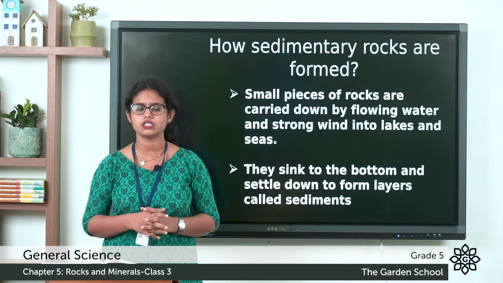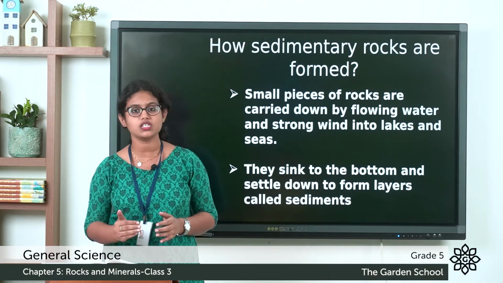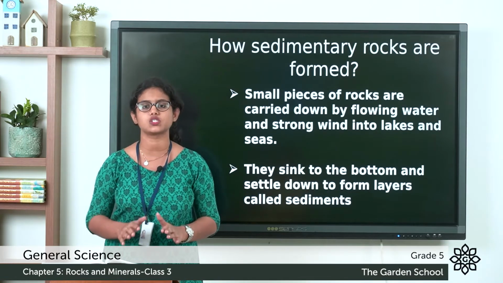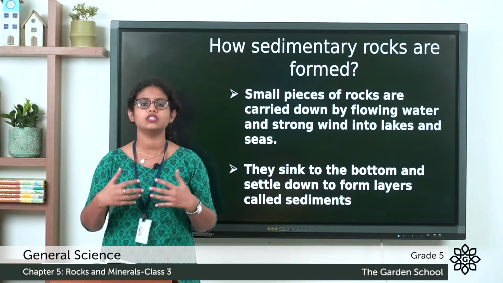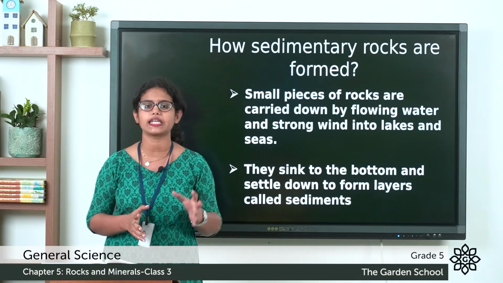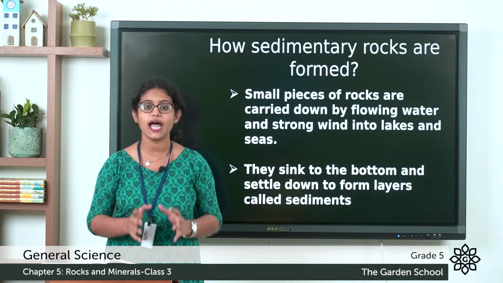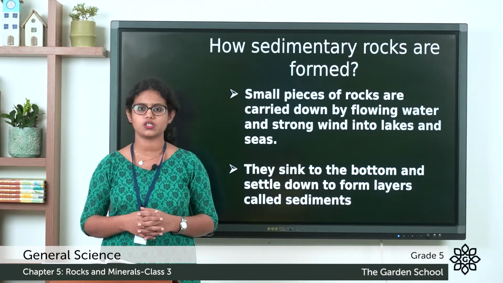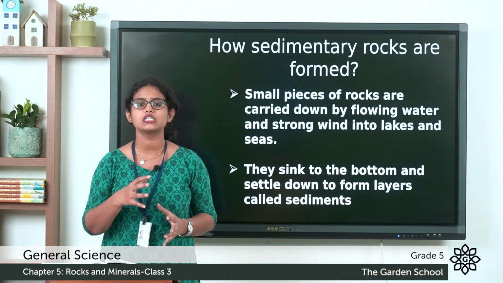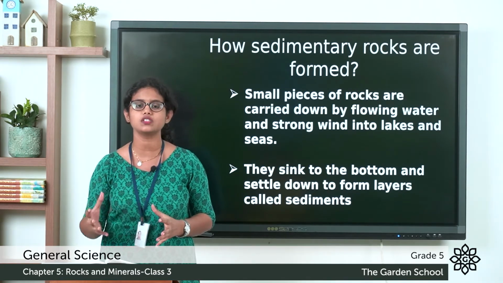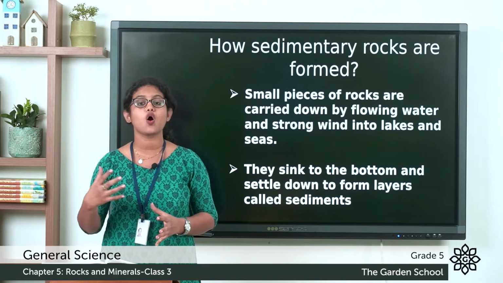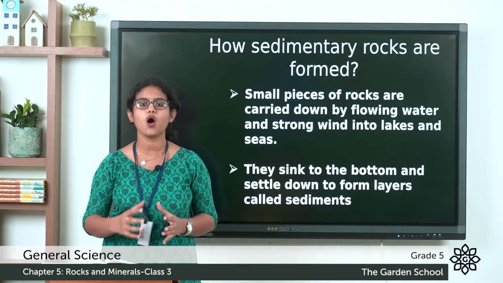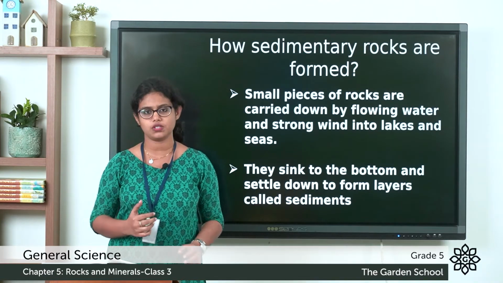And what happened is, when this river reaches the sea or the ocean or the lake, these rock particles got slowed down. You know why? Because the river is no longer able to carry these rock particles. What happened after that? These rock particles sank to the bottom of the lake or the ocean. And they formed layers, called the sediments.